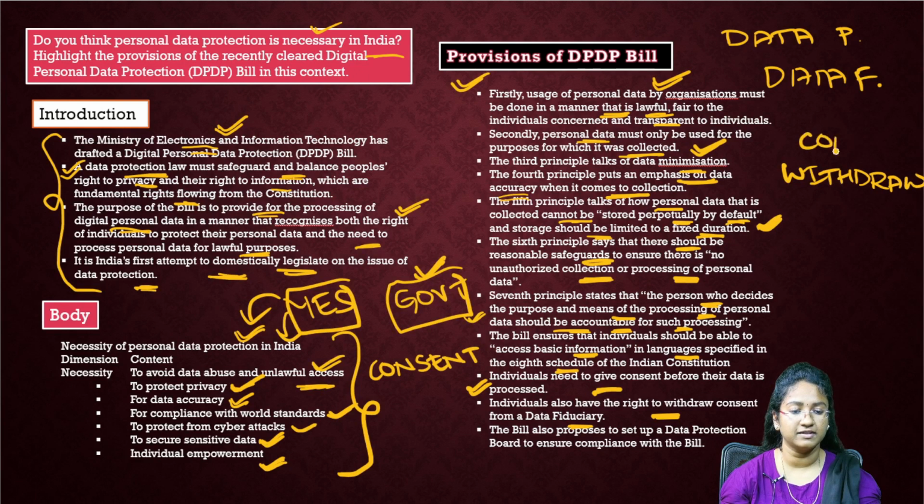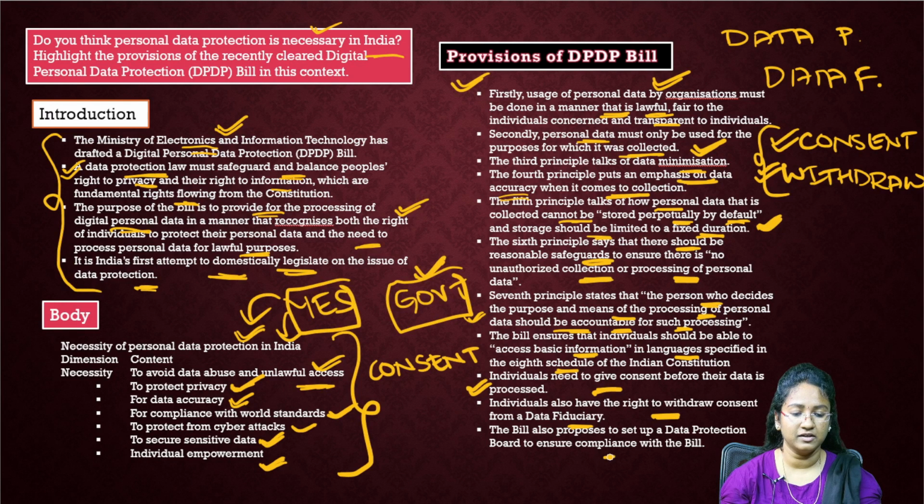So for my personal data to be collected, I have to give my consent. I have to say yes, you can collect my data, right? And also, if I think that the purpose for which it was collected has been fulfilled, I can definitely withdraw my consent. So earlier I said, okay, yes, I'm agreeing to you taking my personal data. Now, as the purpose is finished, I'm withdrawing my consent.